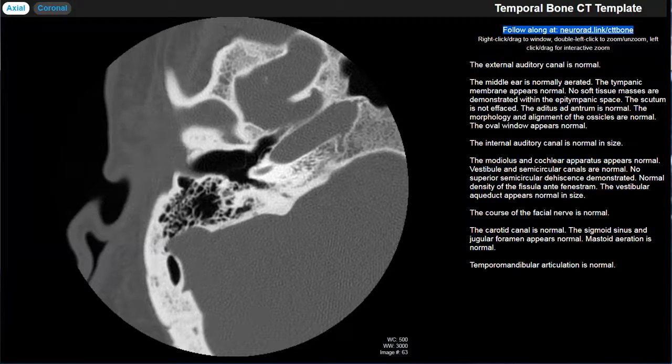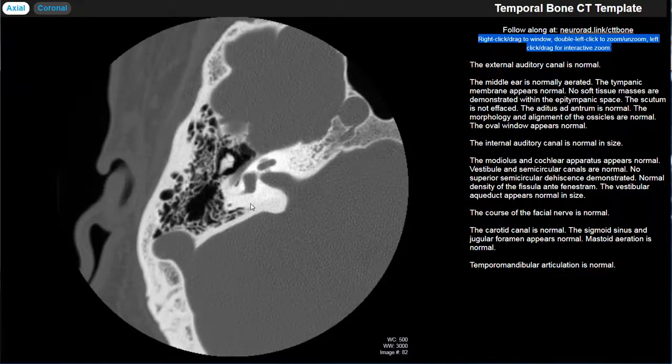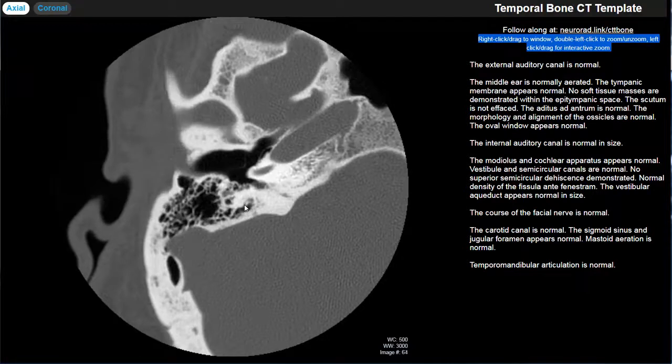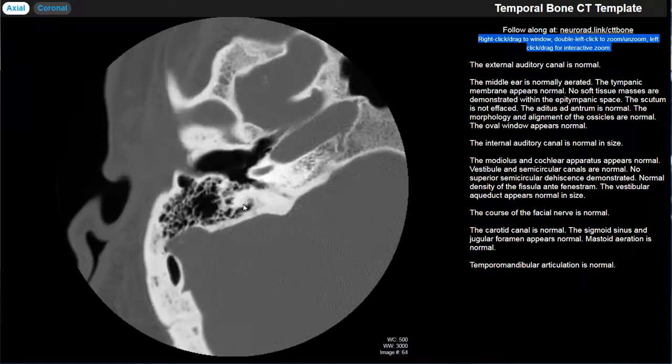If you want to, you can follow along at neurorad.link/CT-T-bone. That will bring up a web page looking pretty much exactly like what you're seeing right here. Another thing I want to note is that this is actually a little DICOM viewer, so you're able to scroll through a temporal bone CT. You can scroll through the sequences much like you would in a PACS setup.